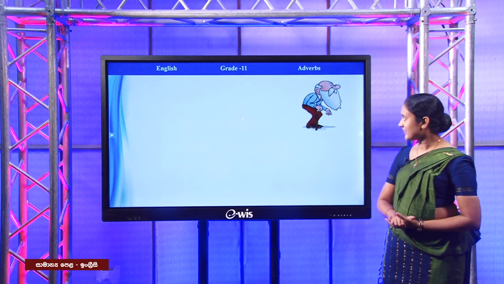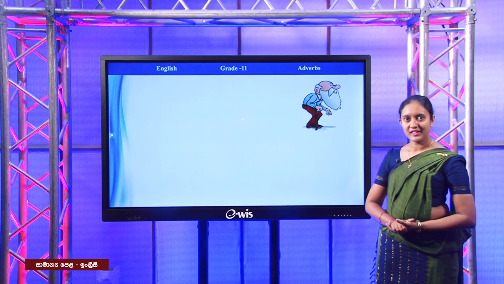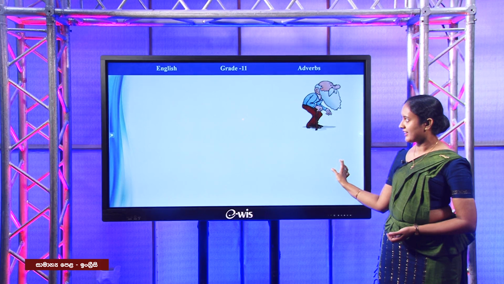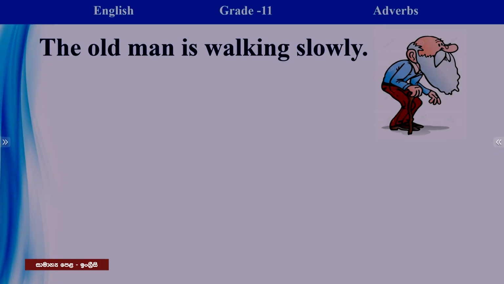Look at the screen now. Who's there on the screen? Yes, he's an old man. So, what is he doing? Yes, he is walking. You can see a walking stick with him. So, he is walking. Now, look at this sentence. The old man is walking slowly.